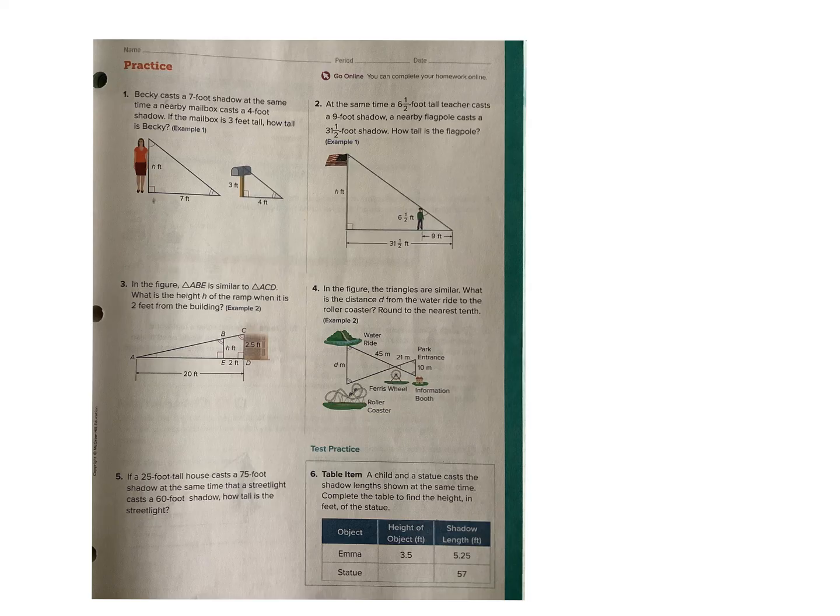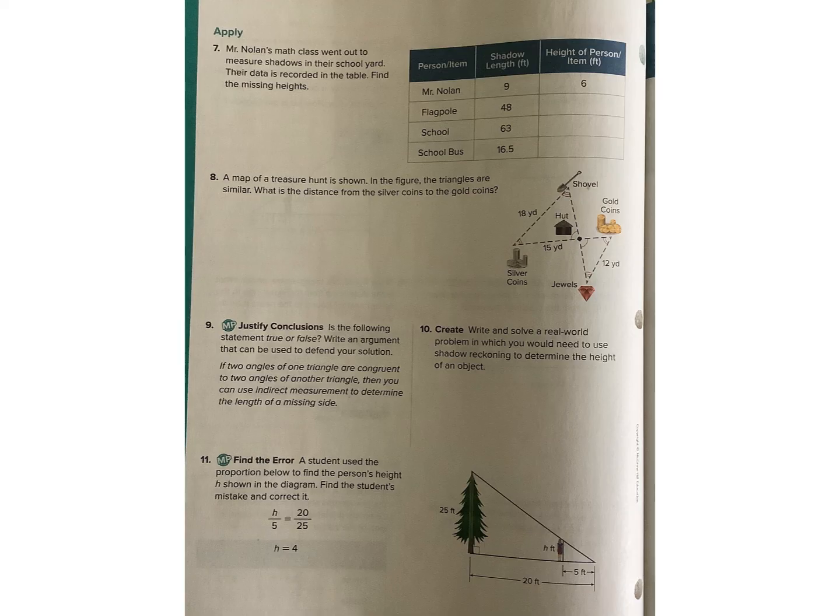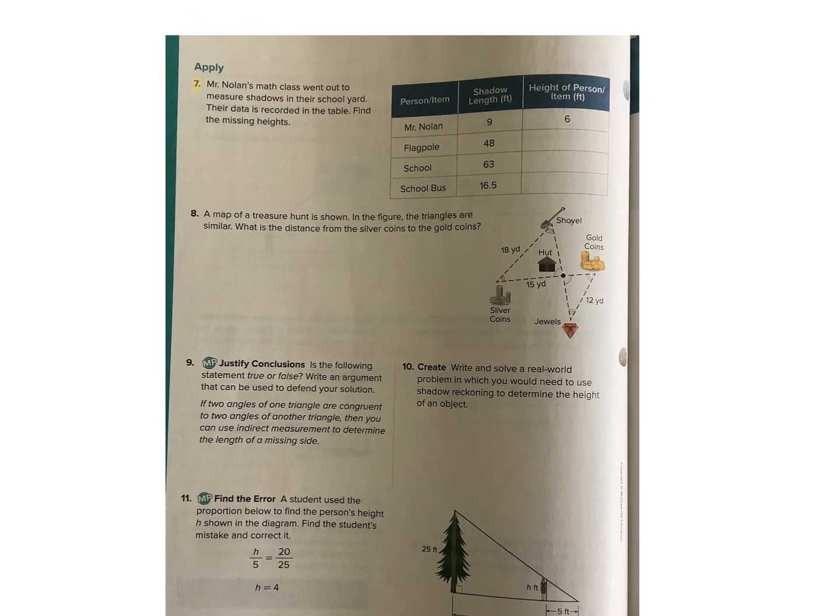A couple quick little notes about your homework. When you get to number 2, I highly suggest you split those two triangles up and redraw them out. When you get to number 5, you're going to need to draw your own picture. And then I'm just going to start you off on number 7. I'm just going to do one part of number 7 with you.